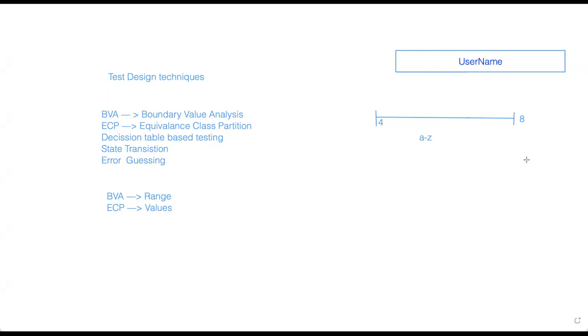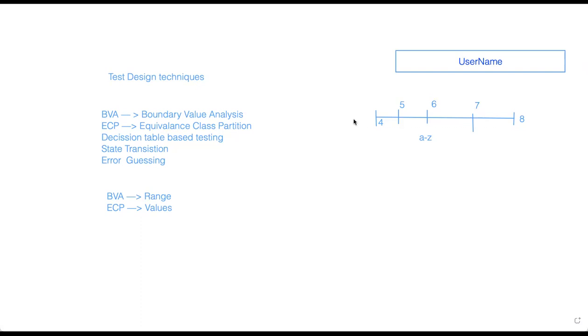So the inputs we give here are 4 characters, 5, 6, 7, and 8 characters. So these are all valid, right? Other than 4 to 8, the rest of them are invalid. But there are n number of other values, so we cannot test all of these, right?